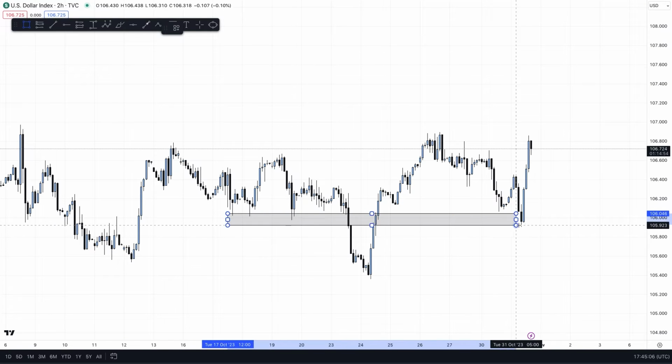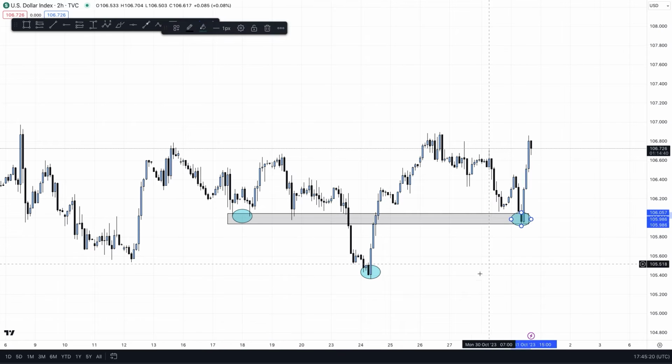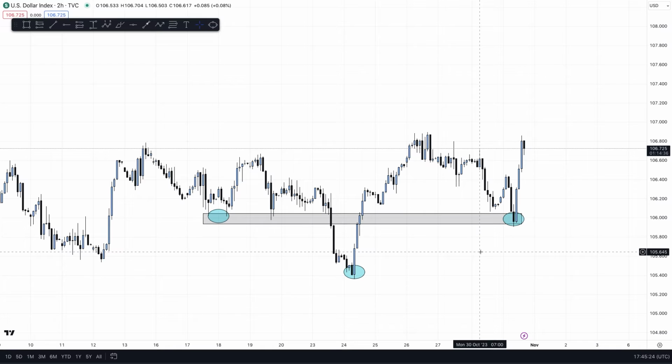So I'm going to drag this across here. We can see that this side over here is our left shoulder. Down here is our head. And if I drag this over here, this is our right shoulder, okay? So that's clearly showing an inverse head and shoulders, which is a bullish reversal pattern.